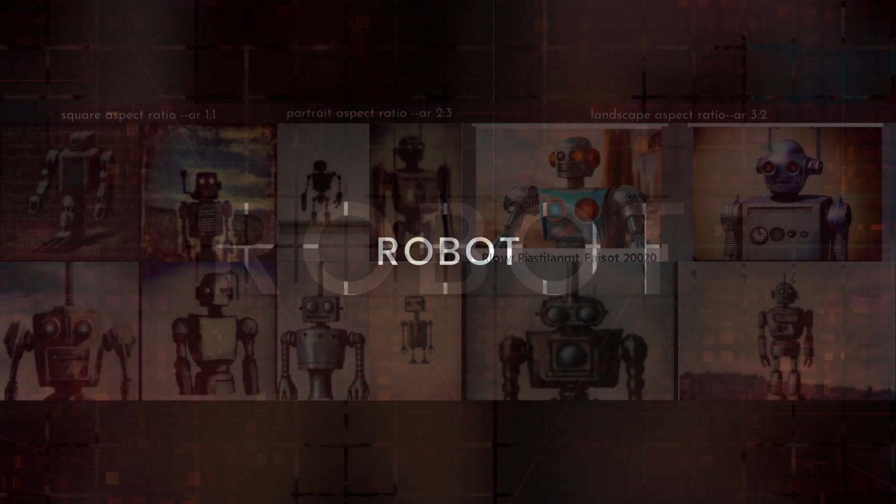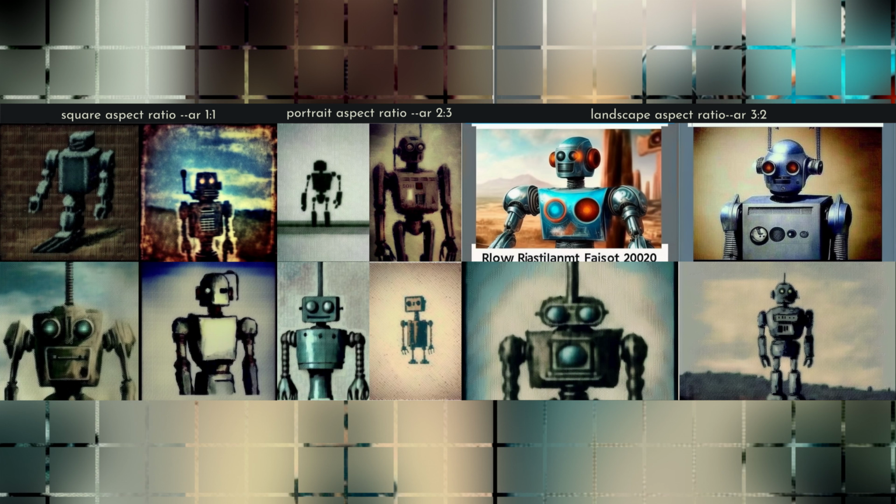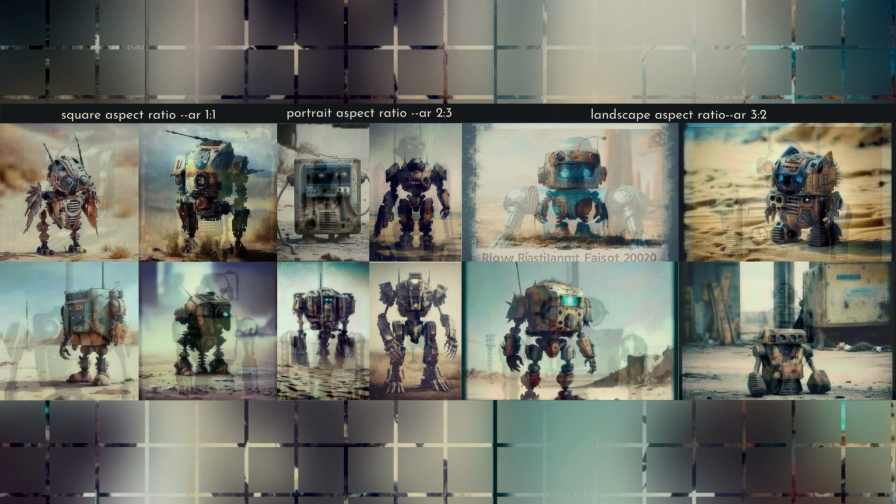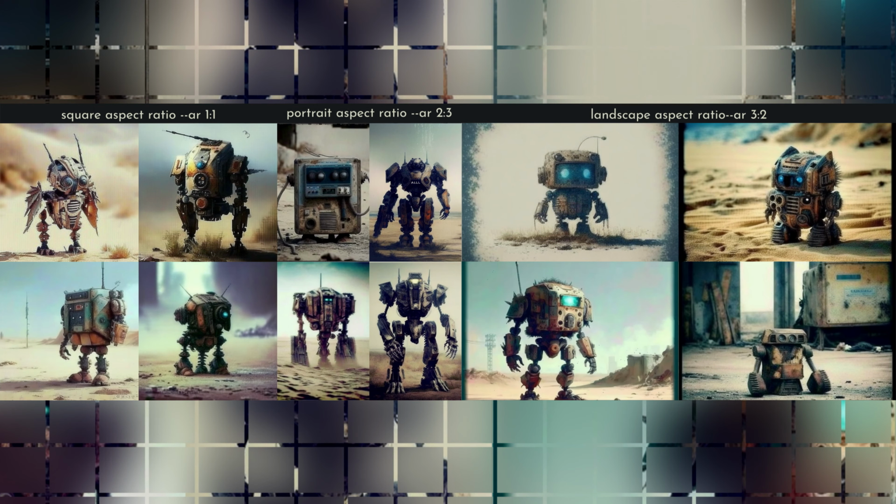Robot. And then we go from nothing related to the prompt to actually robots as were requested. Ugly and grainy, but robots. But the Stylize 1000 really cranks it up. All of these robots are amazing.